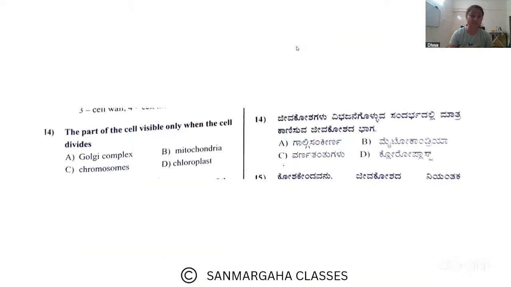The part of the cell visible only when the cell divides. So this is a part of the cell visible only when cell divides. Until then it will not be visible. Only during cell division it is visible. Okay, so what is that part here? The options are Golgi apparatus, Golgi complex.